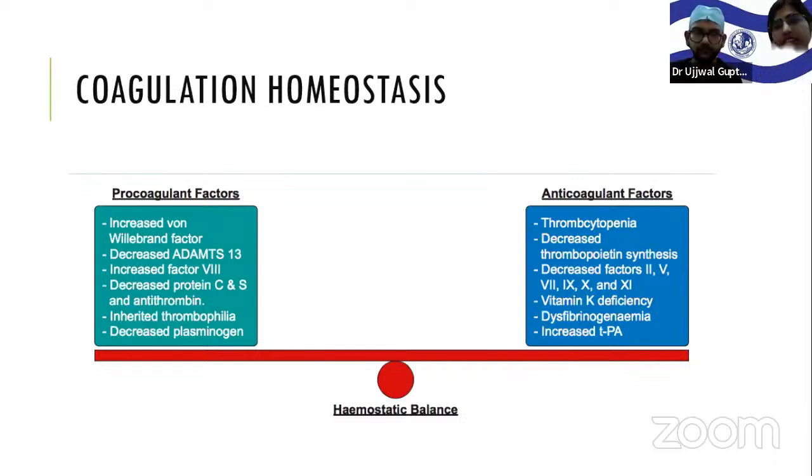Factor 2, 7, 9, and 10. Mostly, and not just 2, 7, 9, and 10. Other than factor 8 and von Willebrand factor, which are made by the endothelium, everything else is made by the liver. Yes. But in liver patients, they are in a very delicate state of hemostasis. Why? Because they can have a lot of bleeding and they can also have a lot of thrombosis.